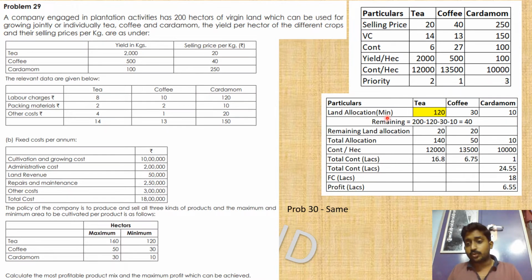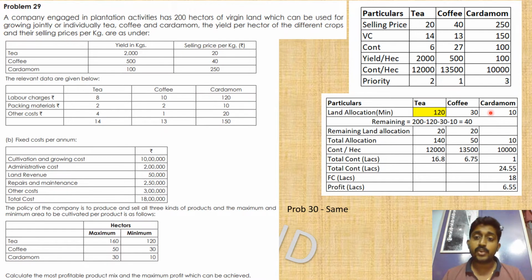While doing the land allocation, we have to see the minimum. The farmer has committed via contract to some people, and he has to produce a minimum quantity of crop, which is given in the question. So for tea, he has to produce tea in 120 hectares. So 120 is default allocated, and 30 hectares of coffee he has to produce, and 10 hectares of cardamom he has to produce. So this is the minimum level, so this is automatically allocated.